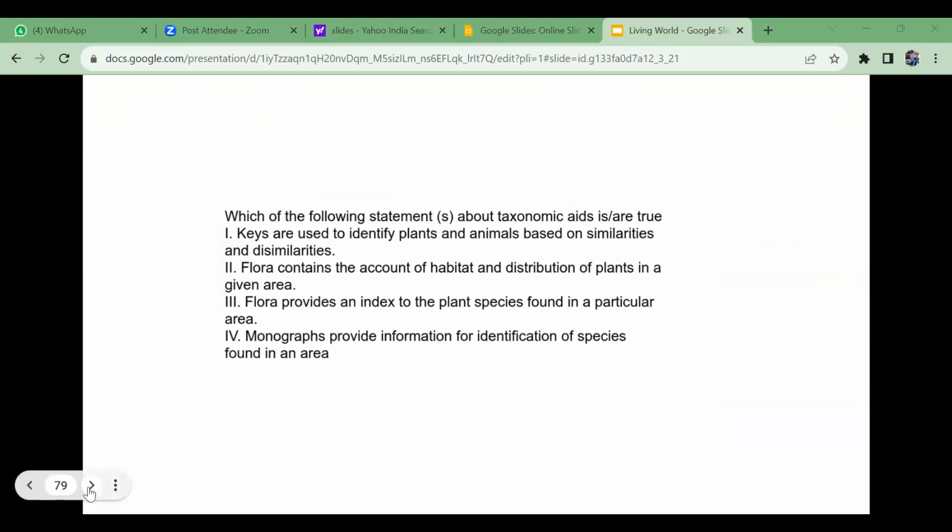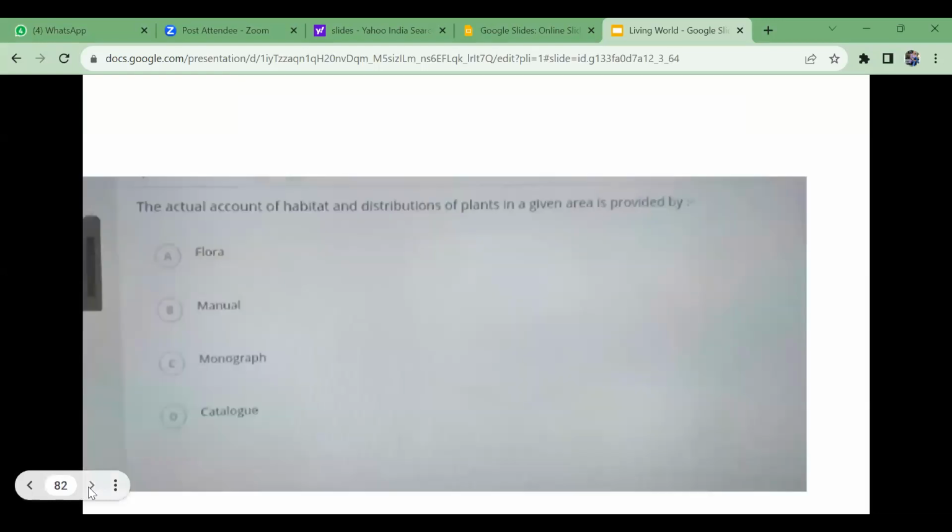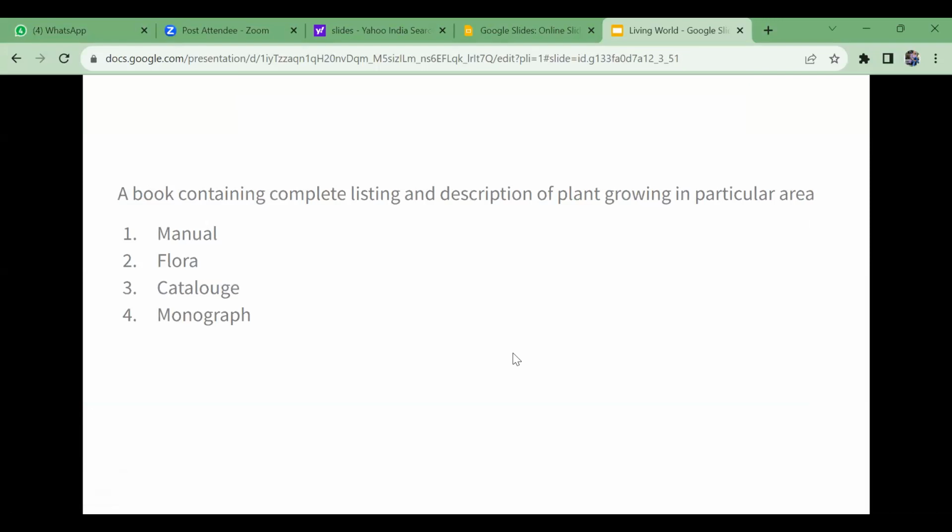Any other questions are there? We'll do. Okay. Can you answer this? The actual account of habitat and distribution in a given area. Same thing. Okay. So we'll wind up the class.